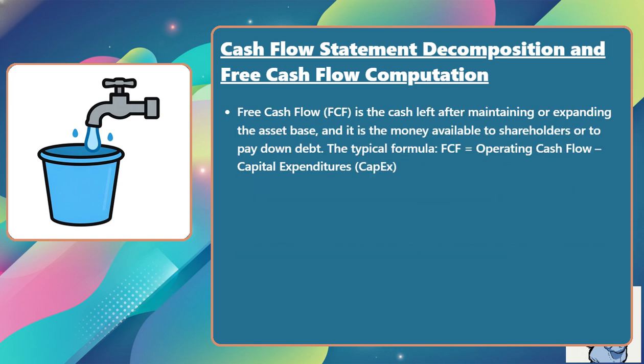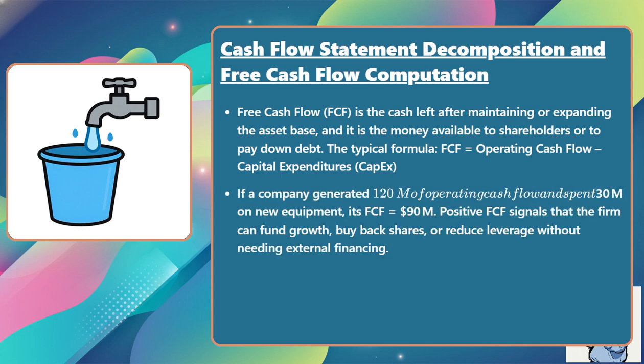Free cash flow, abbreviated FCF, is the cash left after maintaining or expanding the asset base, and it is the money available to shareholders or to pay down debt. The typical formula is free cash flow equals operating cash flow minus capital expenditures. If a company generated $120 million of operating cash flow and spent $30 million on new equipment, its free cash flow equals $90 million. Positive free cash flow signals that the firm can fund growth, buy back shares, or reduce leverage without needing external financing.